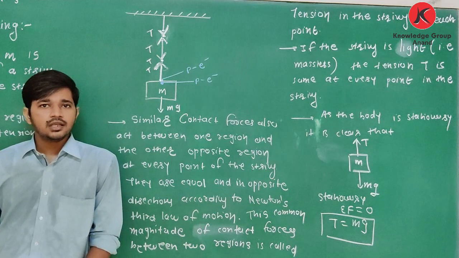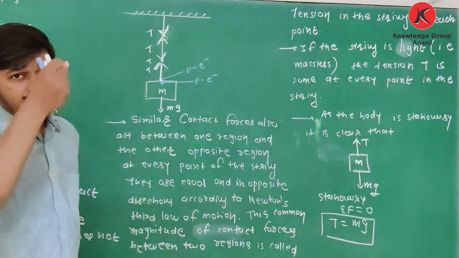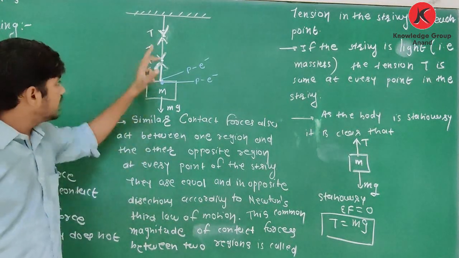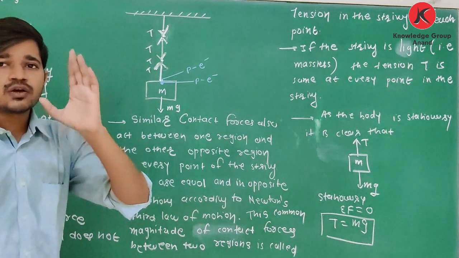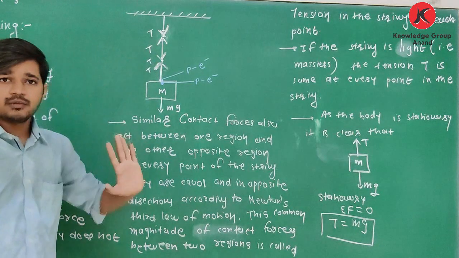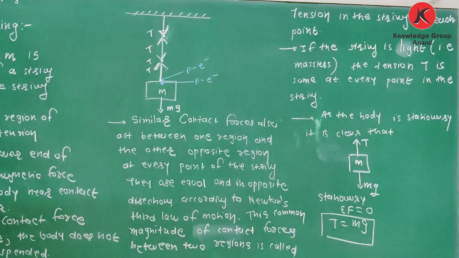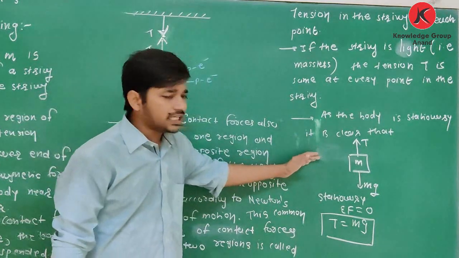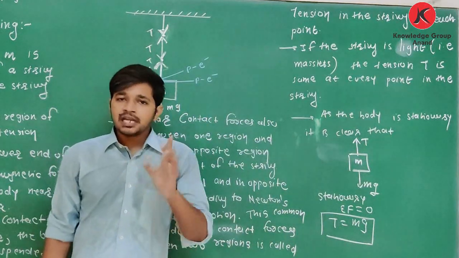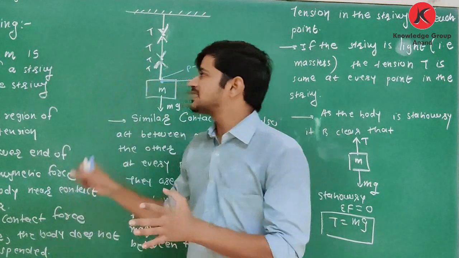Clear about this? And yes, the most important thing is this direction of T, because each and every point of the string is under tension, and tension at one point is in the opposite direction. Clear about this? Okay, so what is tension? What is tension in a light string? Why this equation T is equal to mg? Clear about this? Now we will solve one question based on tension, so you can easily understand this concept.